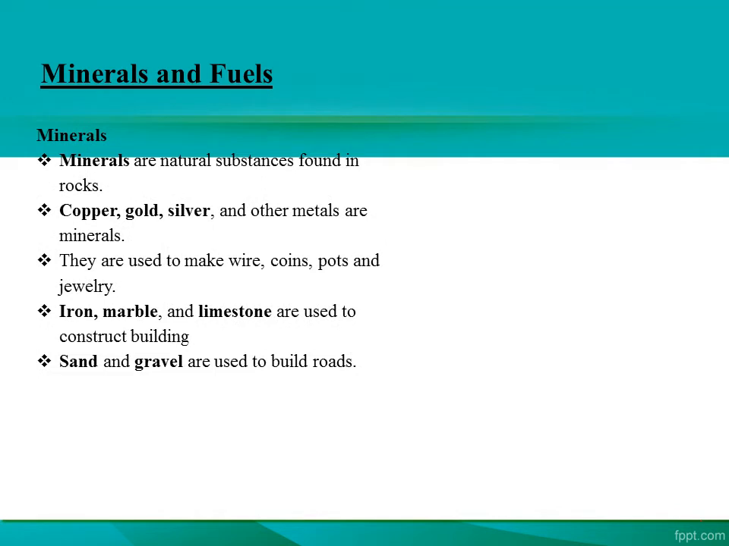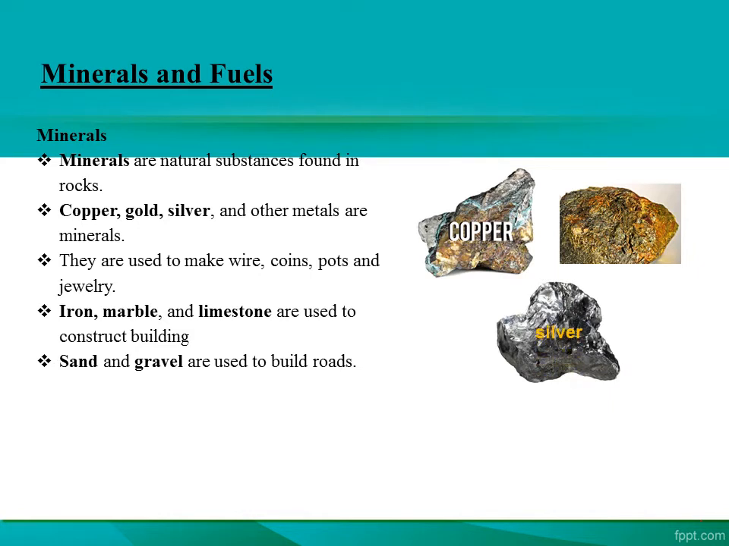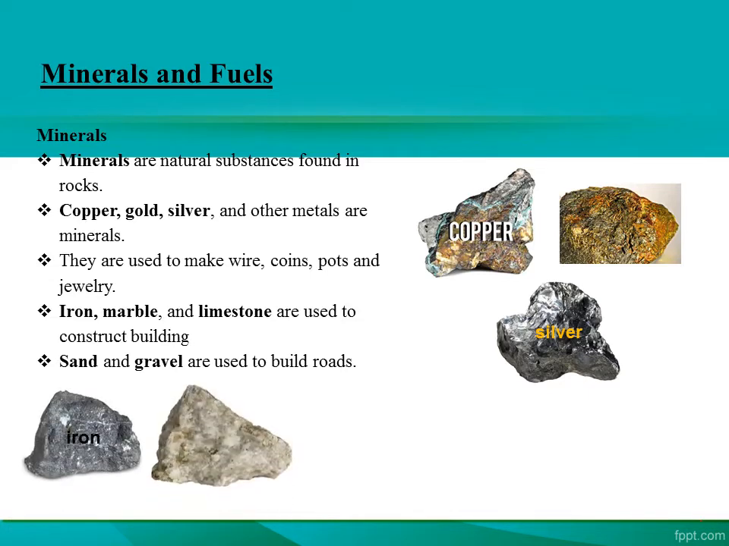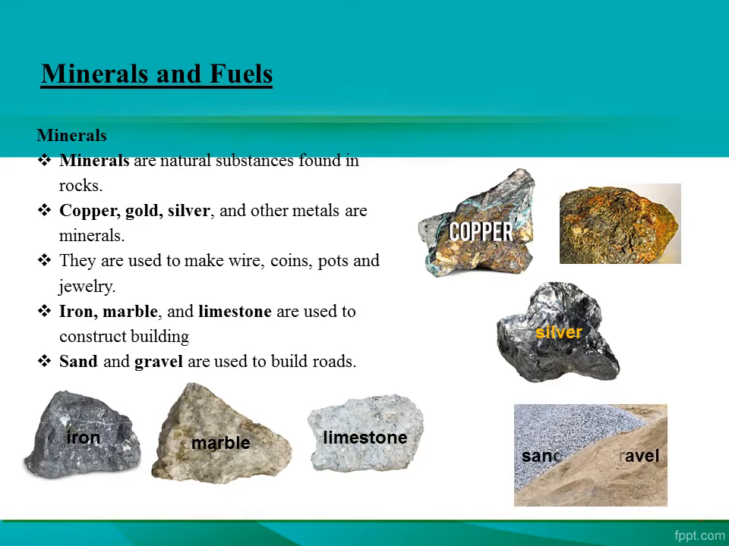Okay, first, minerals are natural substances found in rocks. For example, we have copper, gold, and silver. This kind of minerals, grade 4, is used to make wires, coins, pots, and jewelry. And also, the United States has iron, marble, and limestone, which are used to construct buildings, and also sand and gravel used to build roads.